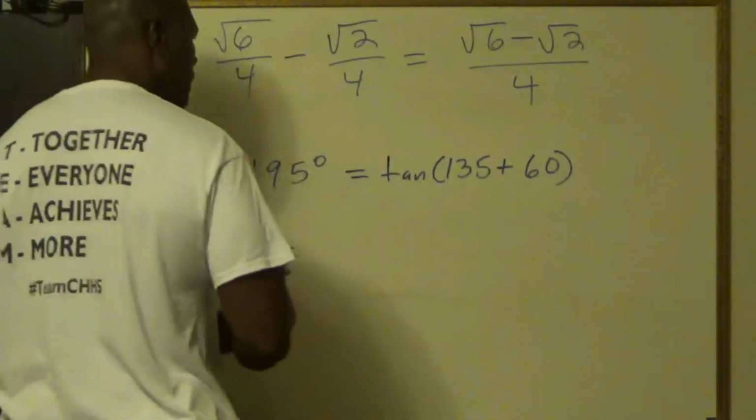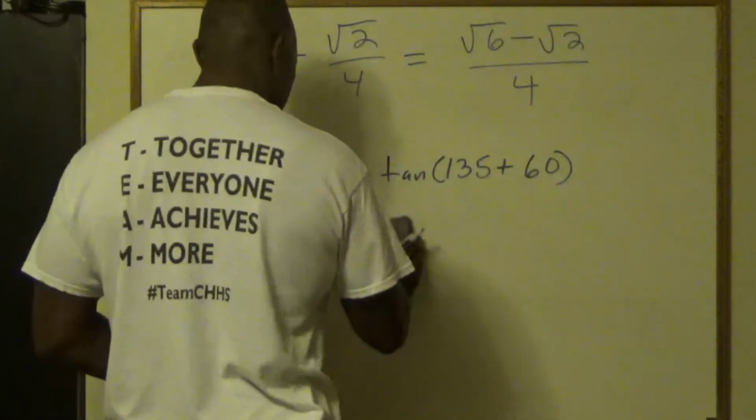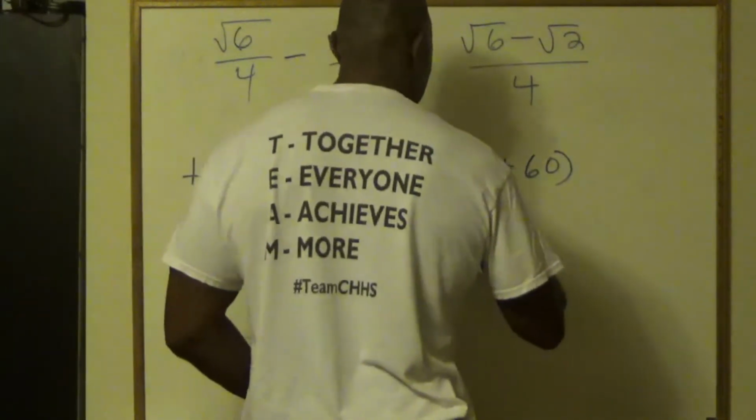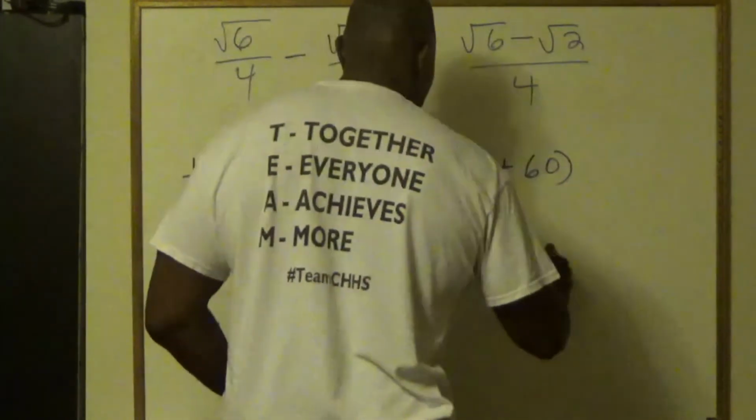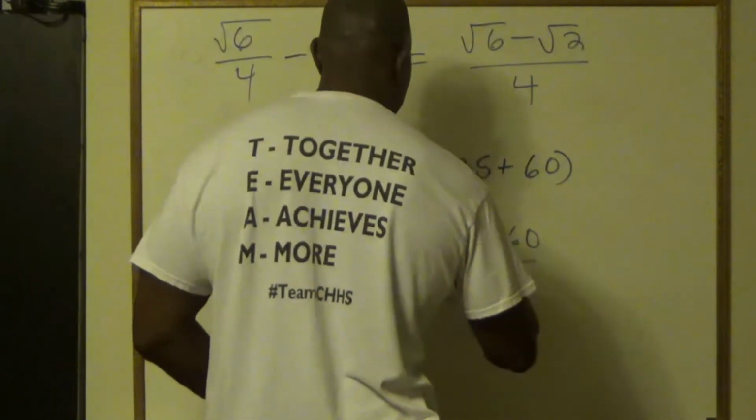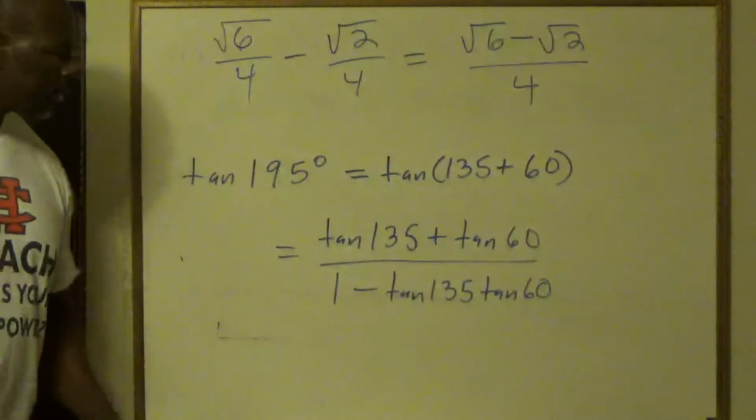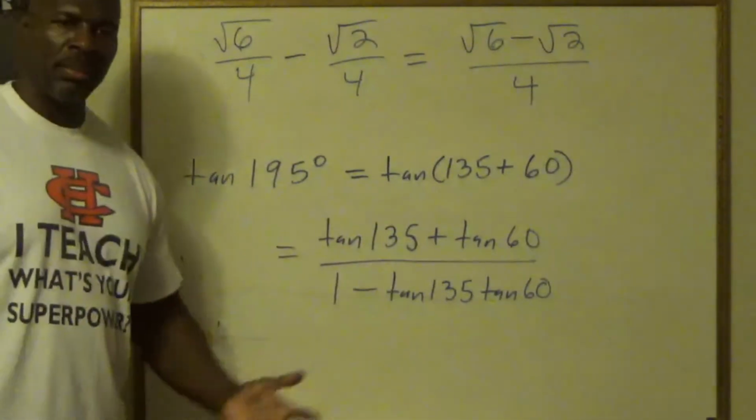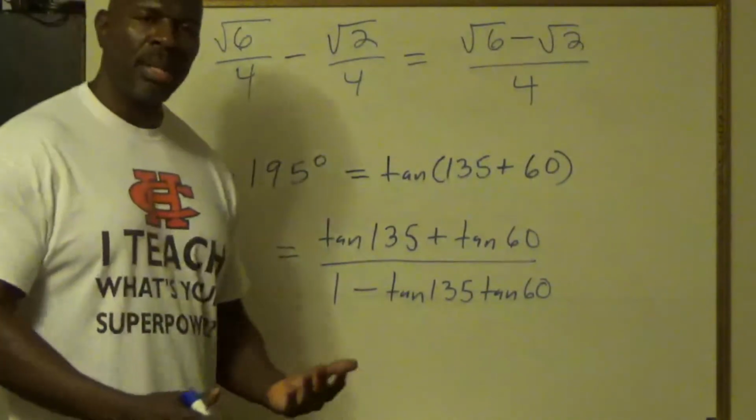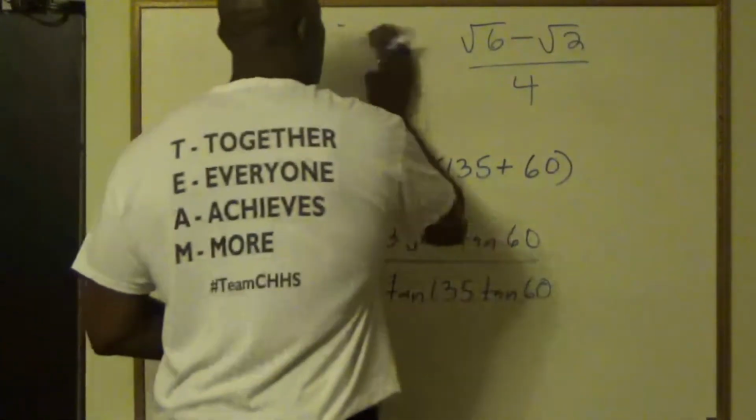So this will be the tangent of 135 plus the tangent of 60 over 1 minus the tangent of 135 times the tangent of 60. And so that's the tangent sum identity. So now once again we're just going to plug in the numbers and simplify. Now again on these tangent problems, the simplifying process is a little more intense. It's not crazy, it's not bananas, but it's just a little more intense.